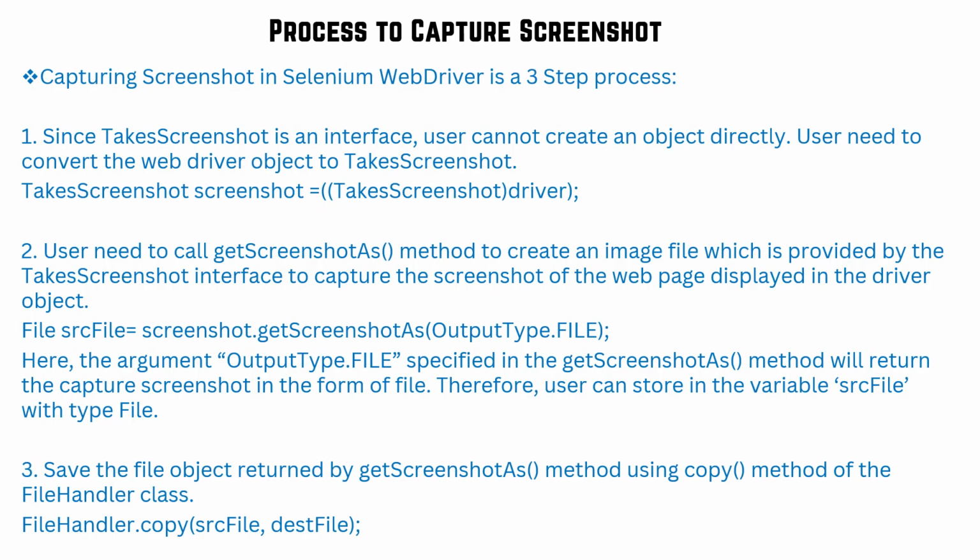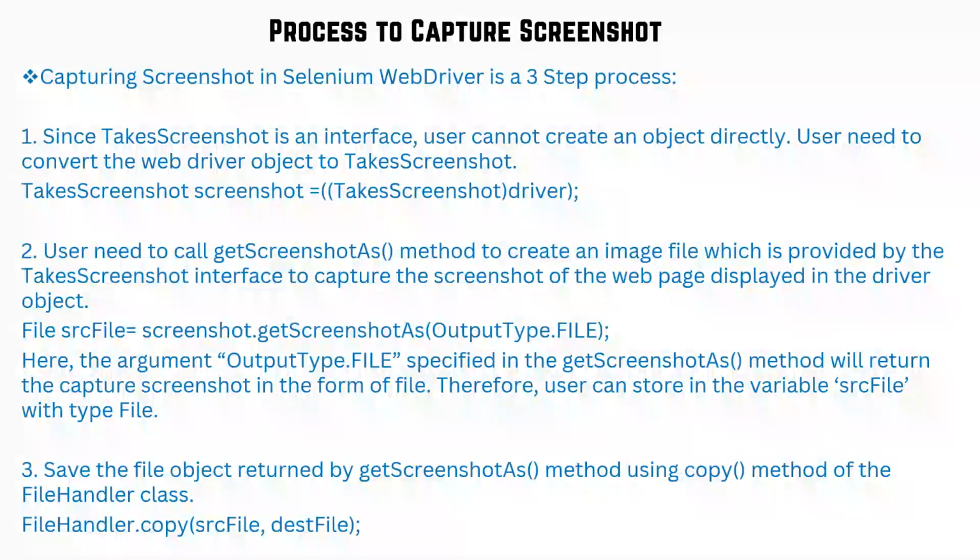So what is the way you can capture the screenshot? This is a three-step process. First, you need to create an object instance for the TakesScreenshot interface. That is an interface available in Selenium WebDriver. With this interface, you cannot directly create the object or instance. You need to take the help of the WebDriver object reference. Since TakesScreenshot is an interface, the user cannot create an object directly. The user needs to convert the WebDriver object to TakesScreenshot.